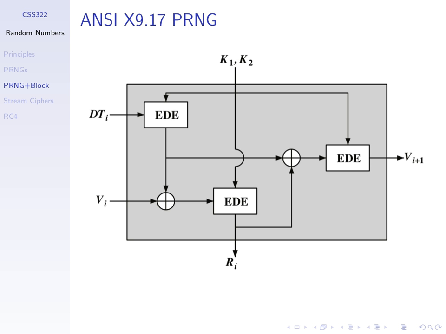Take the date-time representation, use our keys, our input seed value V. See how we apply some XOR operations. We get a random number out, which we'll use, and we get a new value of V out. And then if we want to produce more random numbers, another 64-bit random value, we'll use this and do the same operation. So we can use block ciphers in different ways to produce pseudo-random numbers.